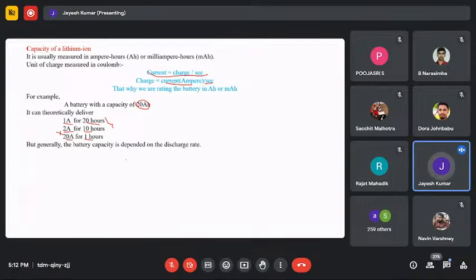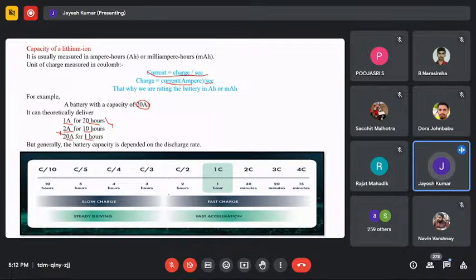Generally the battery capacity depends upon the discharge rate. Maybe the battery discharge rate is up to only 10 ampere. So the battery is 20 ampere hour, but it can deliver a maximum output current of only 10 ampere. This is fixed by the manufacturer.